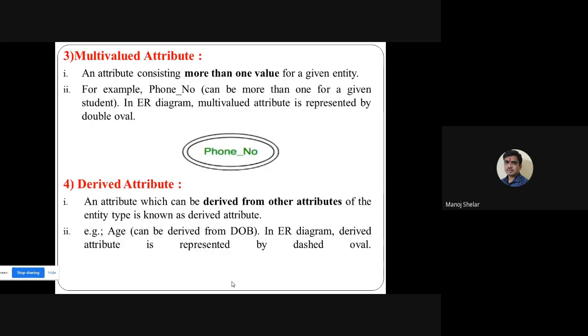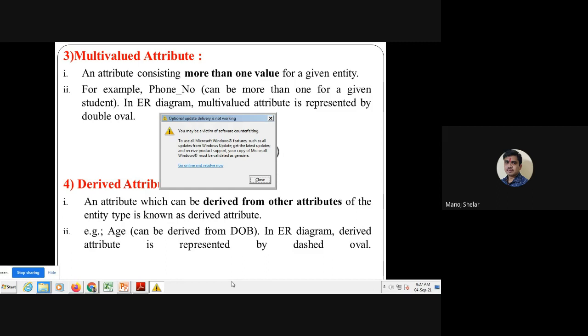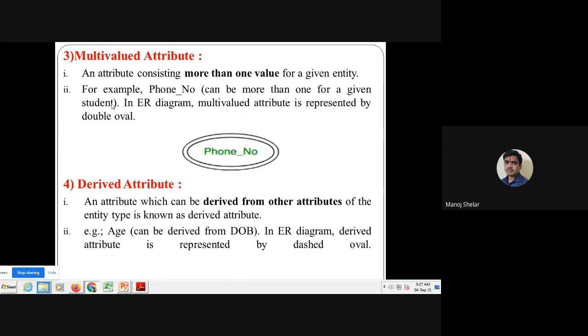Multi-value attribute: an attribute consisting of more than one value for a given entity. Since the attribute has more than one value, it is called a multi-value attribute. For example, a phone number or mobile number can be more than one for a given student. So mobile number is a multi-value attribute. In an ER diagram, a multi-value attribute is represented by a double oval. This phone number is a multi-value attribute.